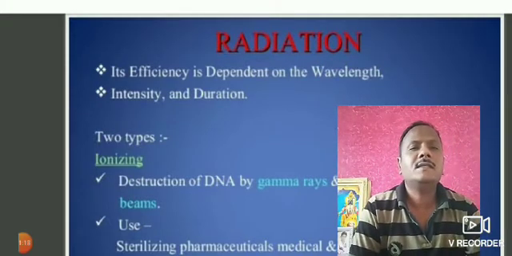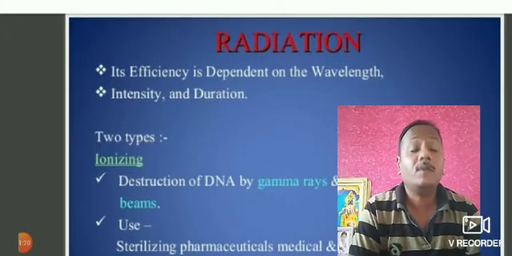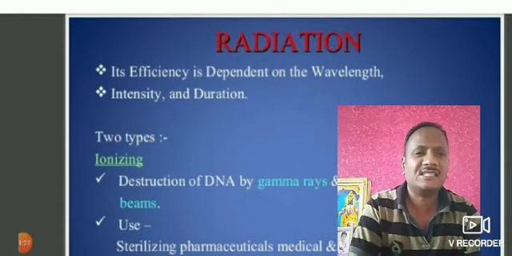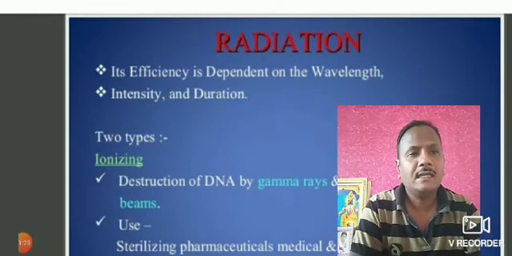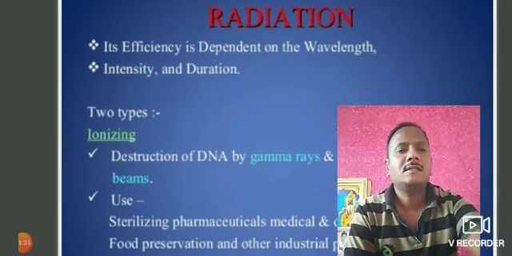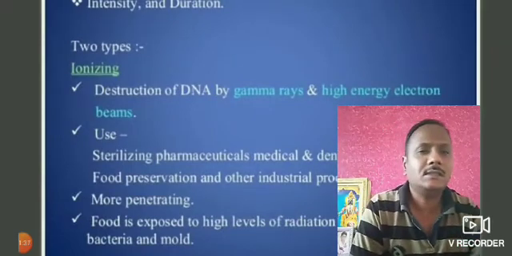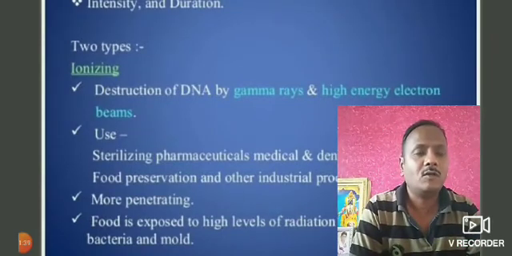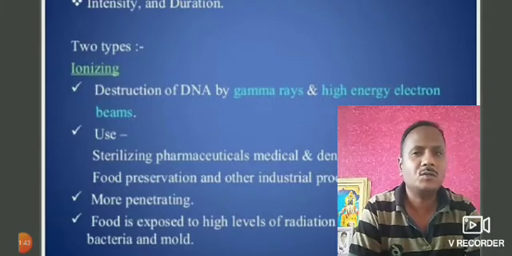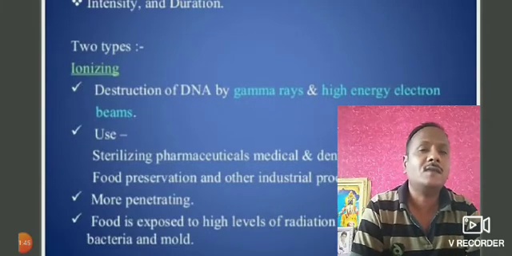Its efficiency is dependent on the wavelength, intensity and duration, because each and every radiation has its own wavelength, its own intensity, and the time period is also fixed on that. The effectiveness of the radiation depends on it. There are two types of radiations generally used: ionizing and non-ionizing radiations.